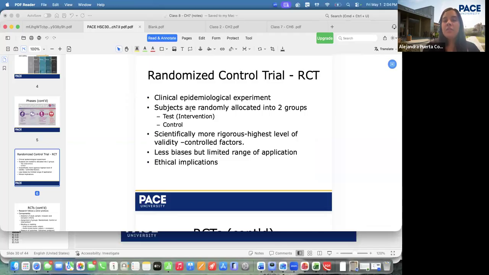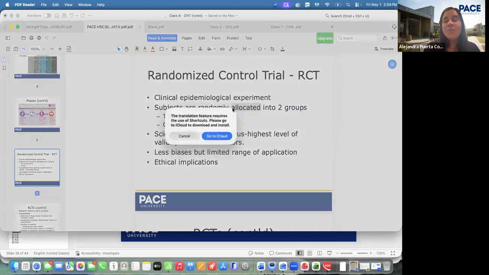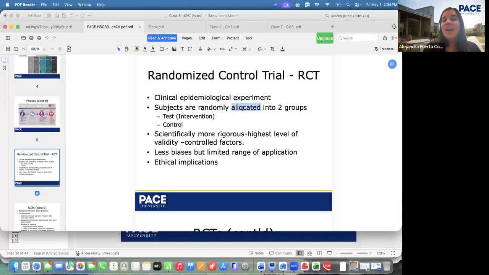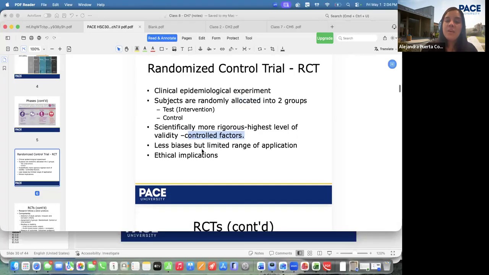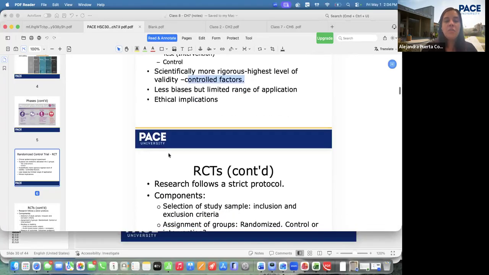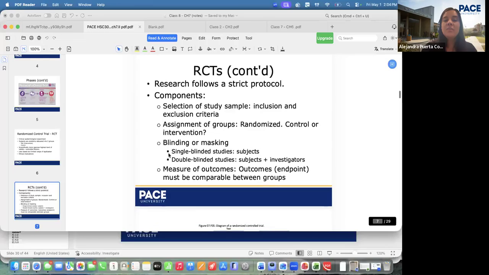So phase 3, randomized control trials, the one I can control. The subjects are randomly allocated into 2 groups. Allocated is a very important word. I'm going to randomize, right? And with the randomization, that ends up with allocation of 2 groups, intervention and control, right? This is the most rigorous, highest level of validity type of study. Why? Because I control factors. I have less biases, but limited range of application, and of course, ethical implications.